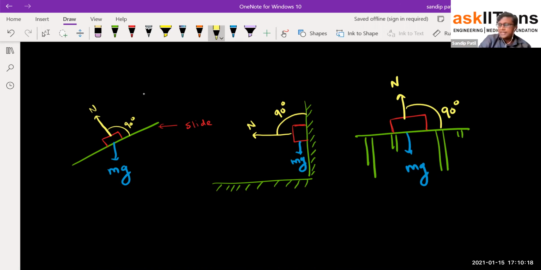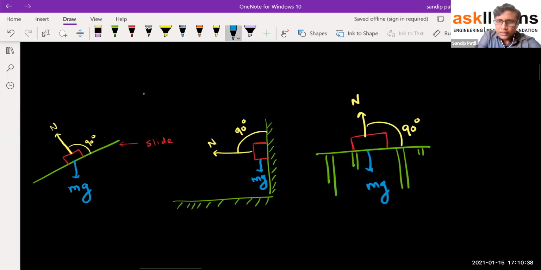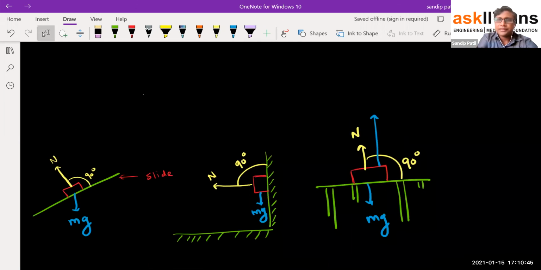Simple. As long as mg and N are equal, we can say that the body is in equilibrium, right? We can again consider our example of a laptop or mobile in front of you. It is at equilibrium, it is at rest. Now what I'm going to do is pull this block upward with an external force.